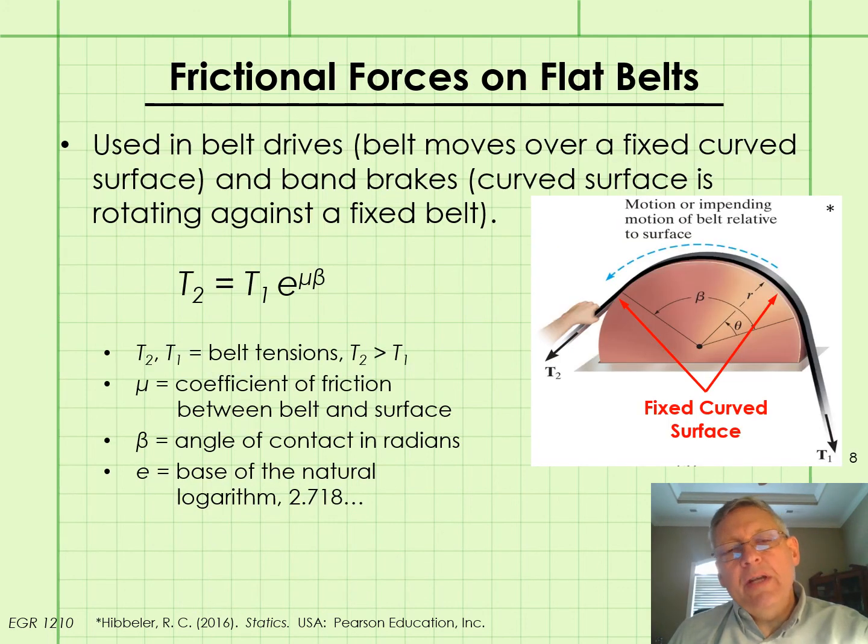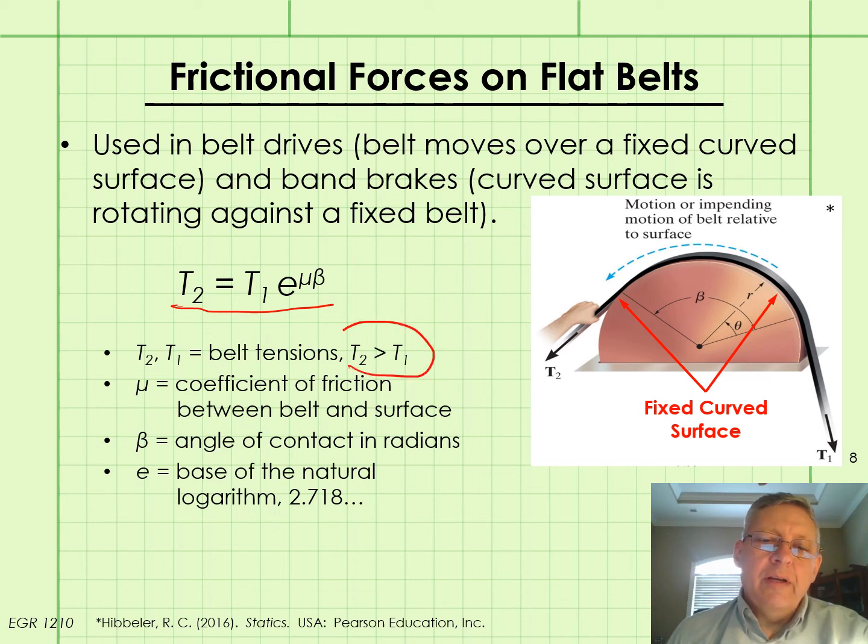Here's the equation associated with flat belts when a flat belt is used in a belt drive. That is, the belt is moving over a fixed curved surface, or in a band brake where the belt is fixed and the curved surface is rotating against that fixed belt. So here's the equation where T sub 2 is going to be greater than T sub 1. And as shown in the figure here, T sub 2 is acting in the direction of the impending motion.